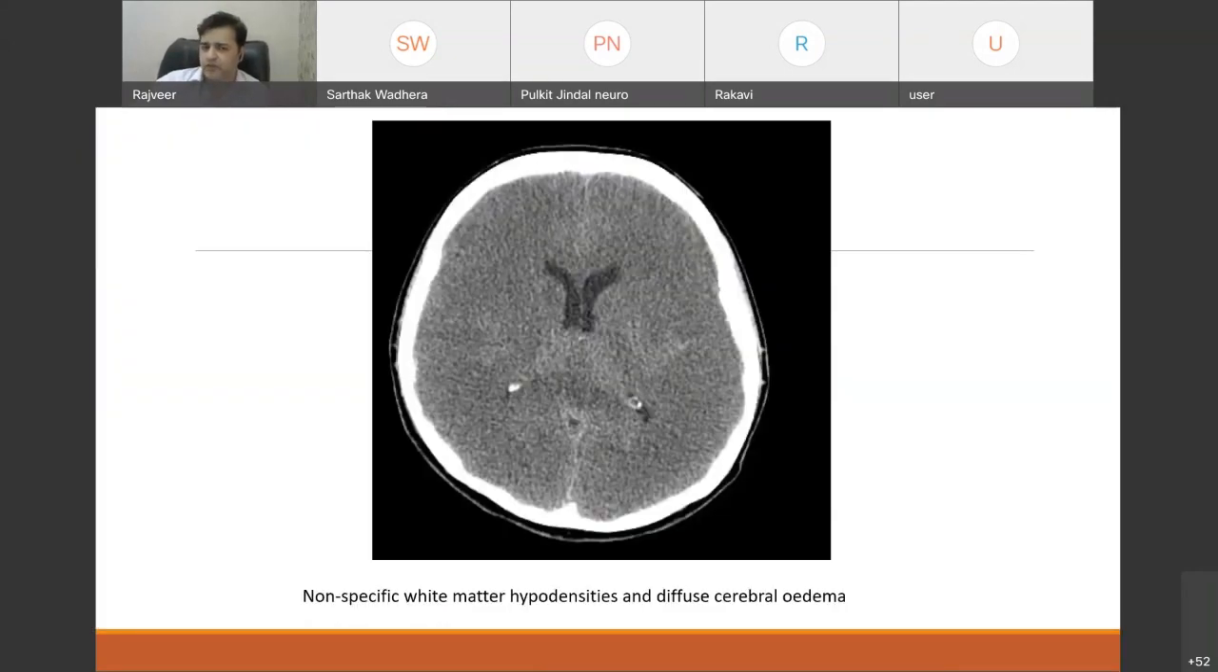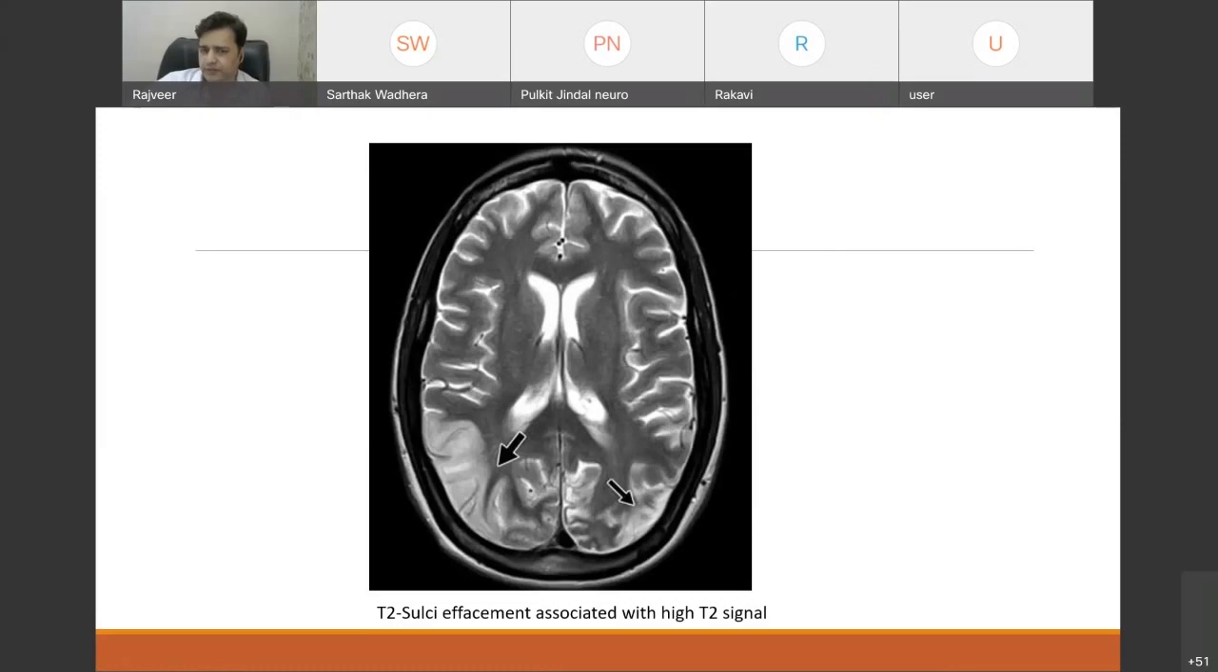And what you find in imaging may be absolutely normal, or there may be slight diffuse cerebral edema. Like in this picture, you can see no sulci are visible, there is mild hypodensity of the white matter. So it may present with normal CT scan or diffuse cerebral edema. And what you find in the MRI may give you a clue.